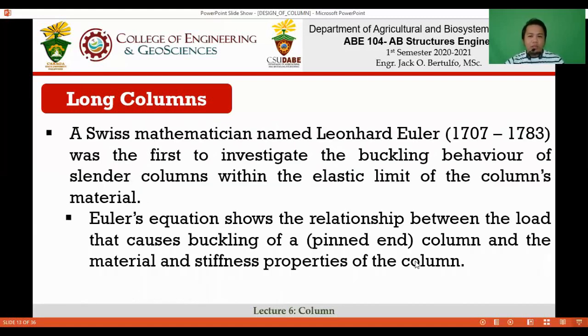So okay, again, our focus now is the long column. I know that a long column's failure is buckling. A Swiss mathematician named Leonhard Euler was the first to investigate the buckling behavior of slender columns within the elastic limit of the column material. The Euler equation shows the relationship between the load that causes buckling of a pinned column and the material's stiffness and properties. So that is Euler, and we now have the Euler formula for buckling.